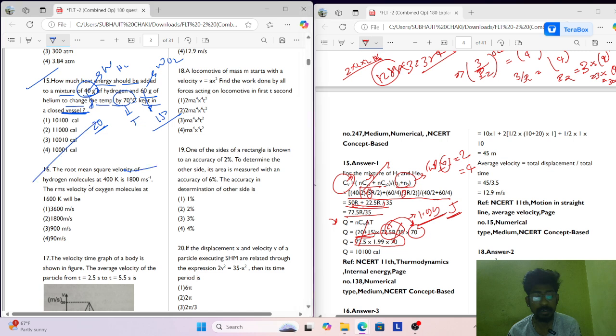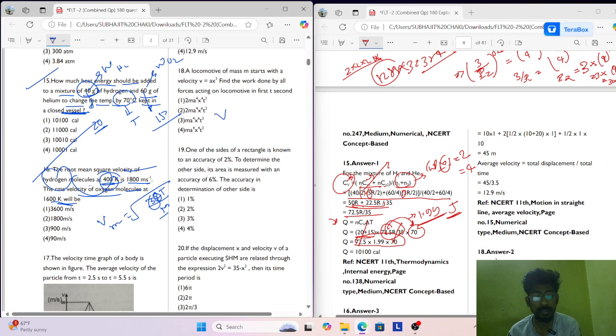The root mean square velocity of hydrogen molecules at 400 Kelvin is this. What is the RMS velocity of oxygen molecules? Both hydrogen and oxygen are diatomic gases. In case of them, the VRMS formula is given by root over 3RT by M. So in both cases R and this 3 will be equal.